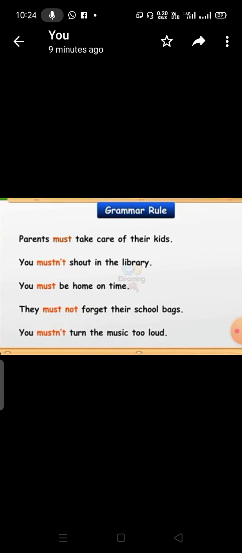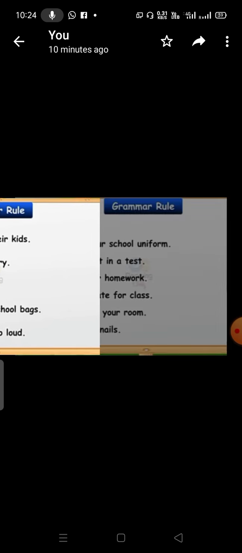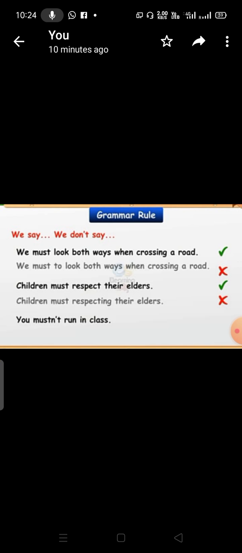Okay. See here. Grammar rule. Parents must take care of their kids. Examples of must and must not. You must not shout in the library. You must be home on time. They must not forget their school bags. You mustn't turn the music too loud. आप म्यूज़िक ज़्यादा ज़ोर से बजा नहीं सकते हो. We say this, we don't say that.